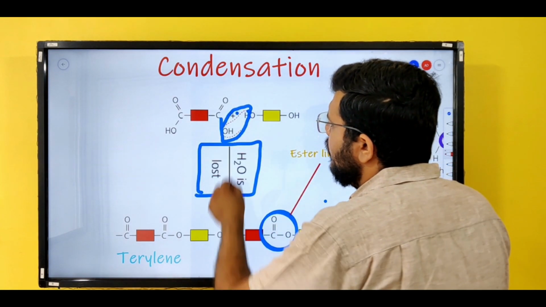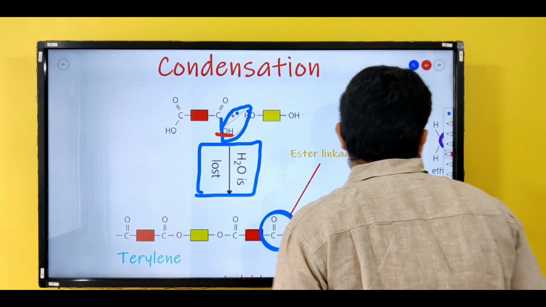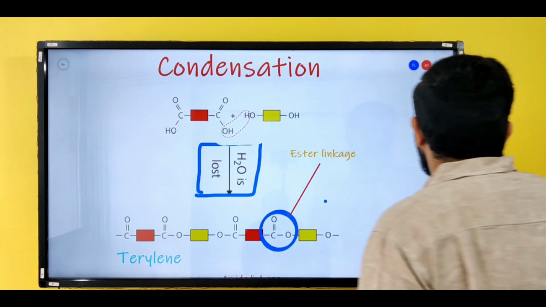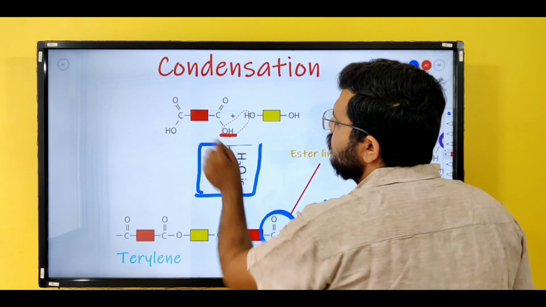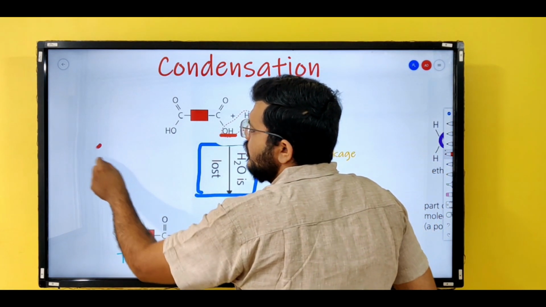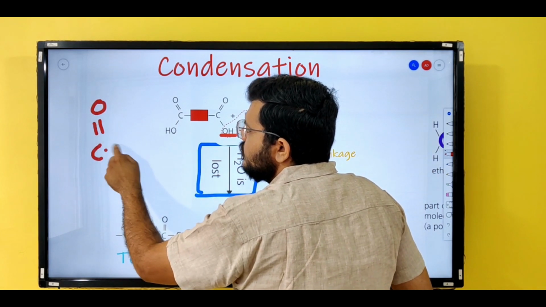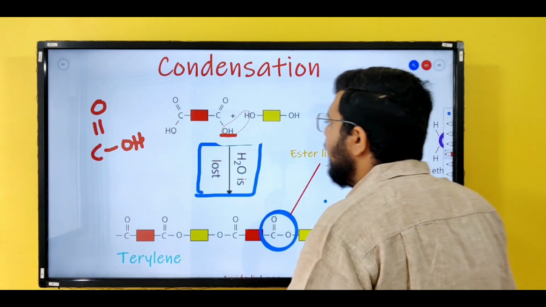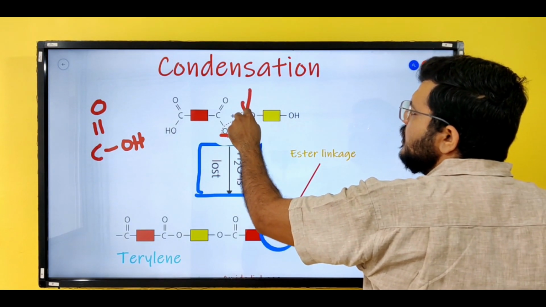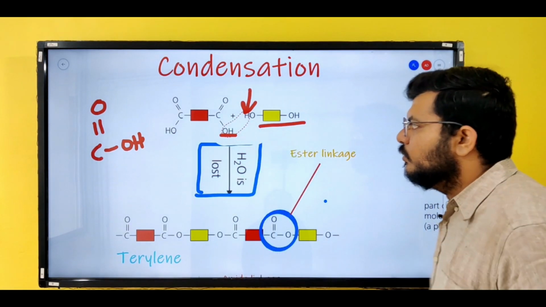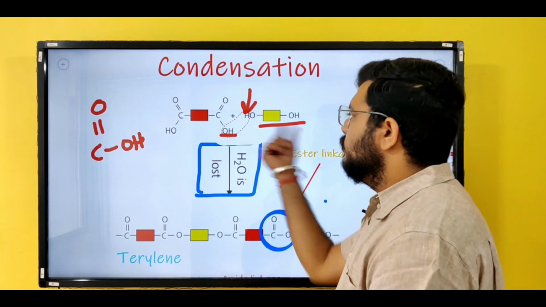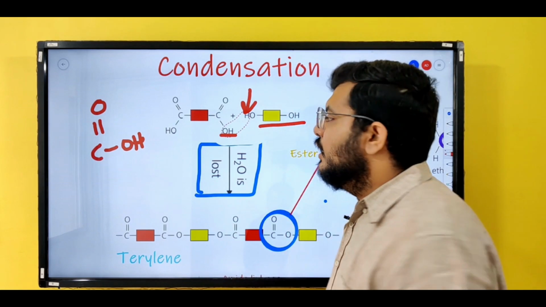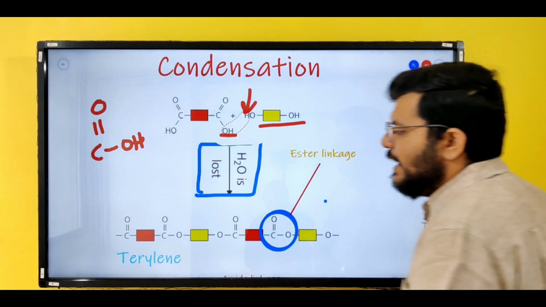Now if you notice, OH is lost by the acidic group. Let me erase this to show you. OH is lost by the acid group. What is this? This is COOH. We have done this, it is known as carboxylic acid. This OH is lost by the acid group. H is being lost by the alcohol group. What is this? OH. OH on both sides, this is a diol. COOH on both sides, this is a dicarboxylic acid.